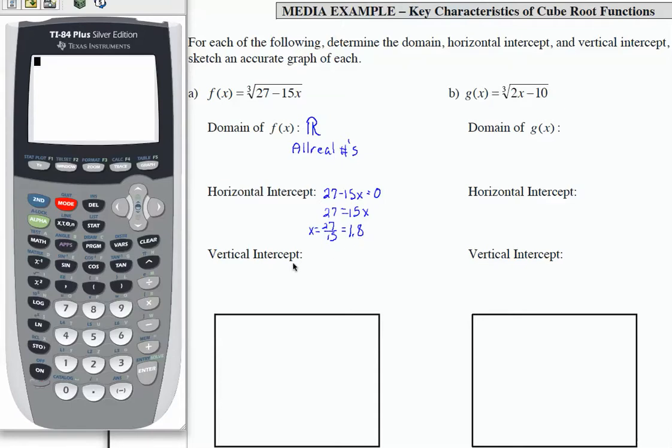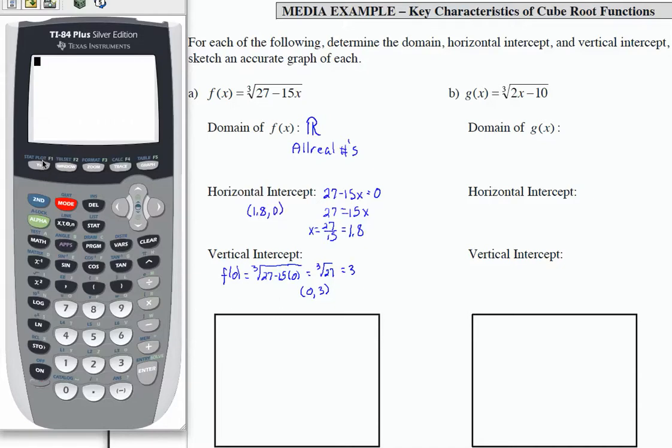For my vertical intercept, I need to evaluate f of 0, and that's going to be the cube root of 27 minus 15x, and the x part is 0, so let's put that as 0. And so that's going to be the cube root of 27. What times itself three times is 27? Well, that's 3. So my vertical intercept is going to be 0, 3. Up here on the horizontal, let's actually write that as an ordered pair, 1.8, 0.